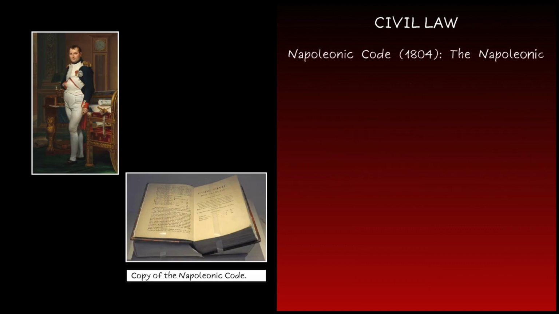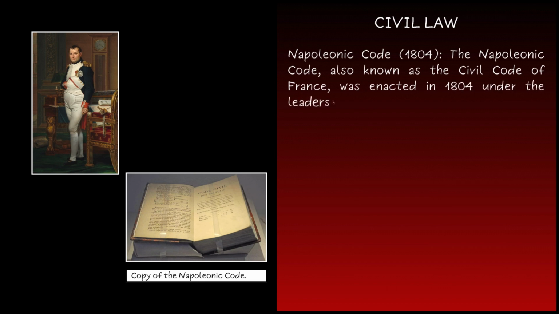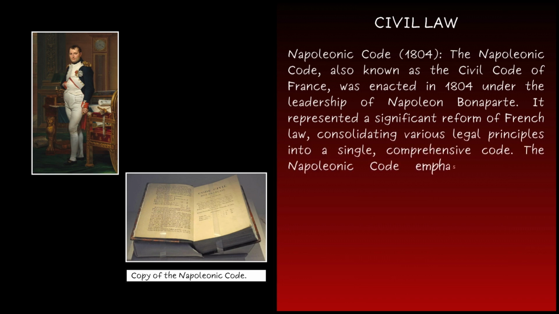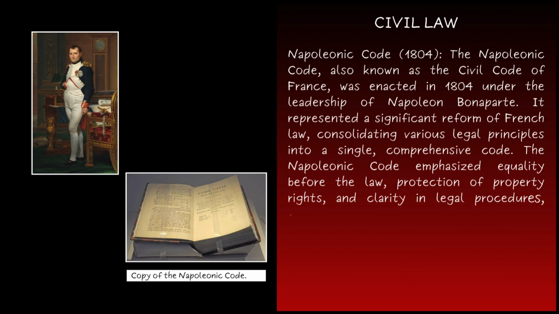A more modern example of the civil law system is the Napoleonic Code of 1804. Also known as the Civil Code of France, it was enacted under the leadership of Napoleon Bonaparte, and it represented a significant reform of French law, and basically consolidated various legal principles into a single comprehensive code. And the code emphasized equality before the law, protection of property rights, and clarity in legal procedures, serving as a model for civil laws in many countries.